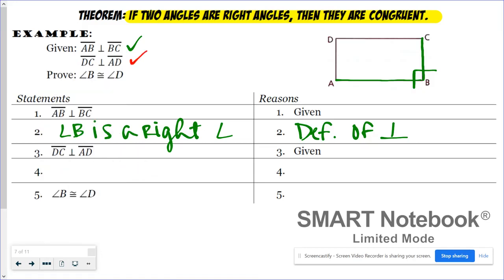DC is perpendicular to AD. Write it down. Pause. What can you conclude from that? So DC is perpendicular to AD. That means angle D is a right angle.